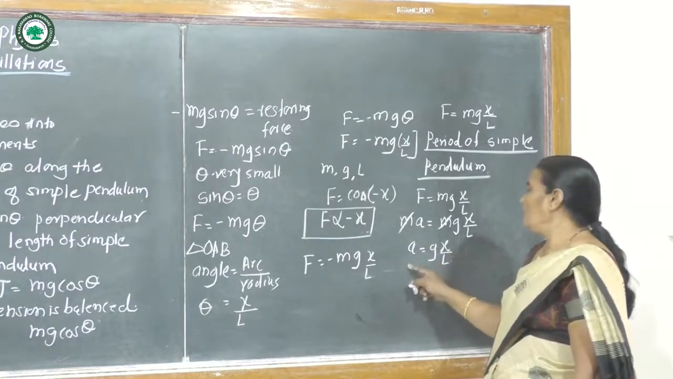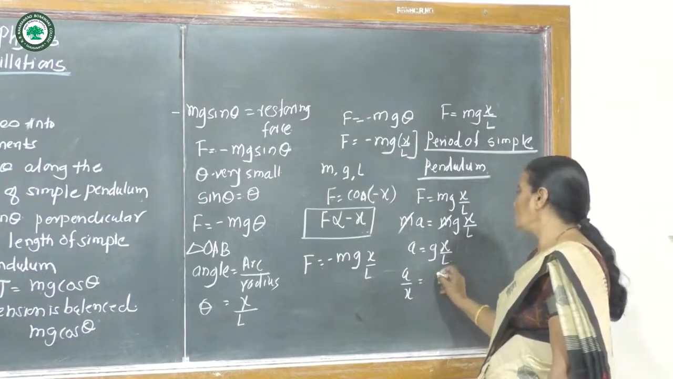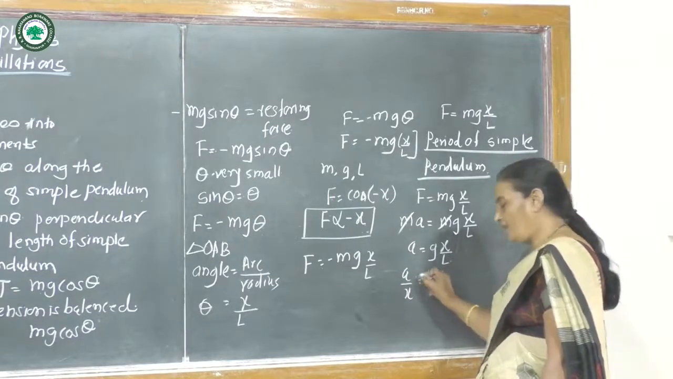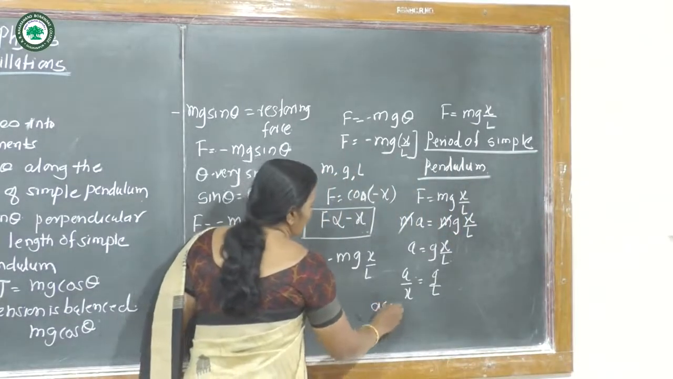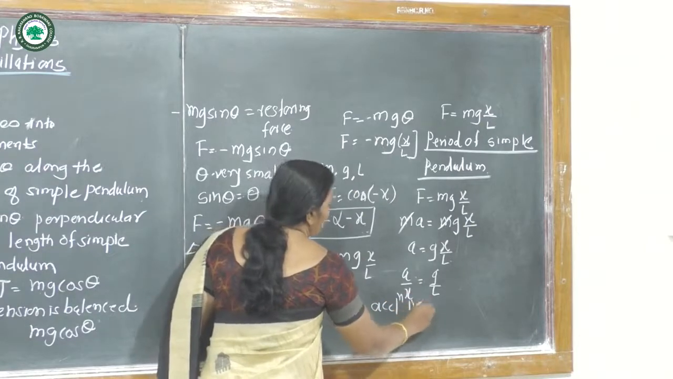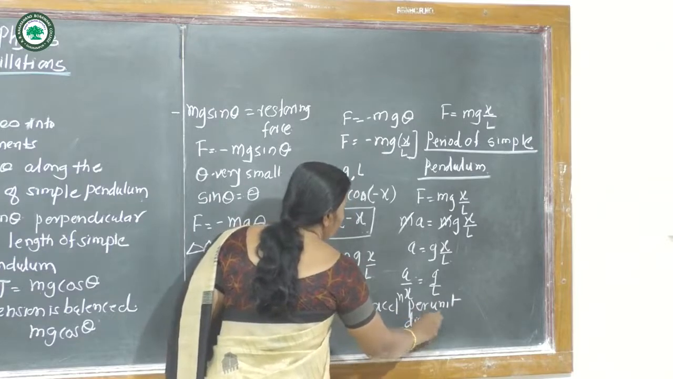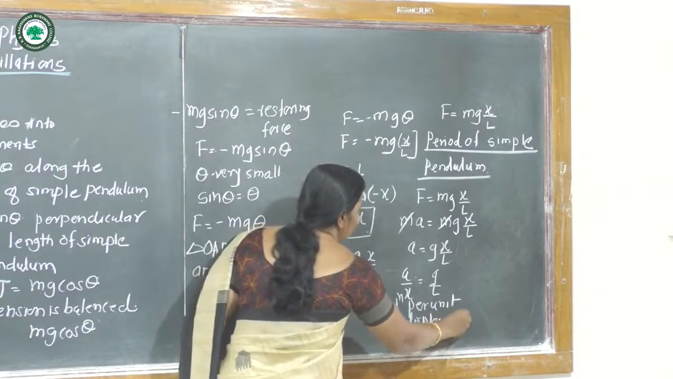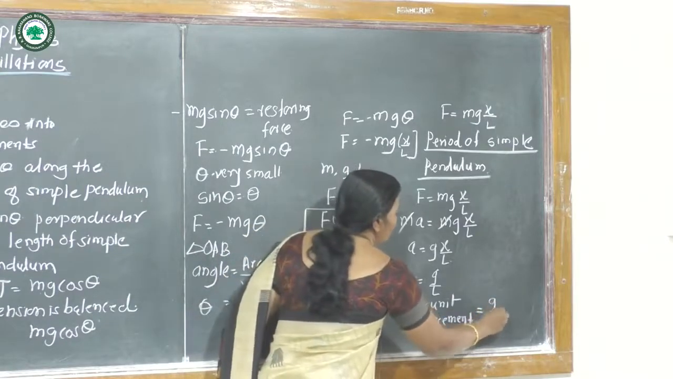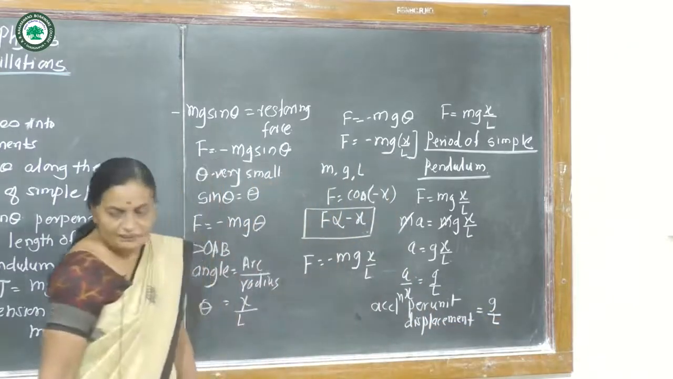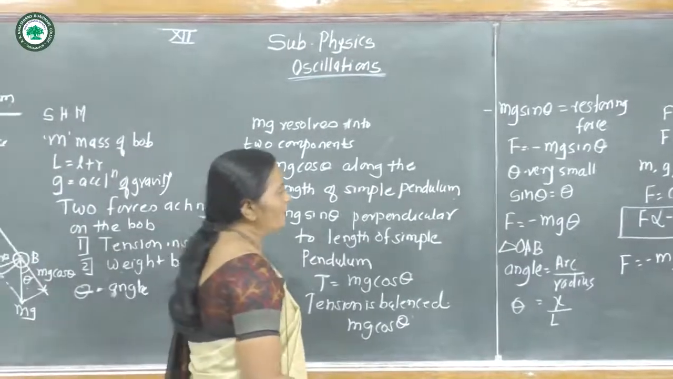Now suppose we divide here, that is a divided by x. A divided by x is equal to g upon L, and this a divided by x is called acceleration per unit displacement, which is equal to g upon L. Now we substitute this value in the equation of period.